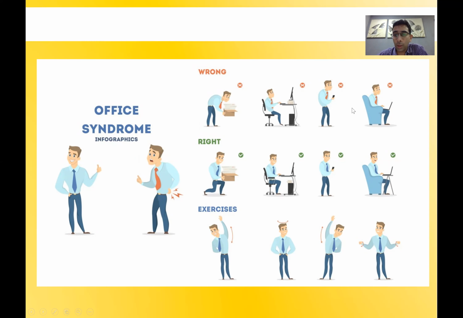So if you see the guy on the top, he's doing everything wrong. The guy in the middle is doing everything right. And the third guy is preventing any MSDs happening in the future. So first thing, when you're picking up anything, try not to bend at the back. You're going to really hurt your lower back.